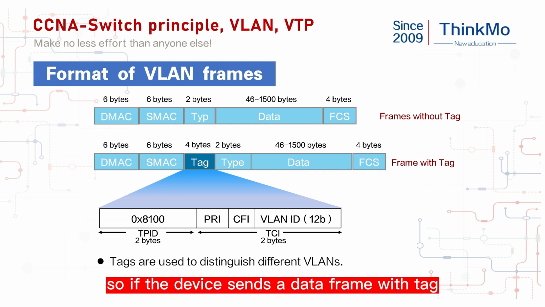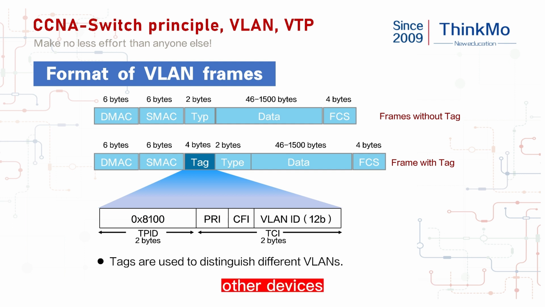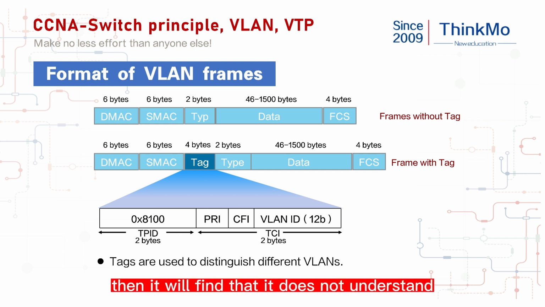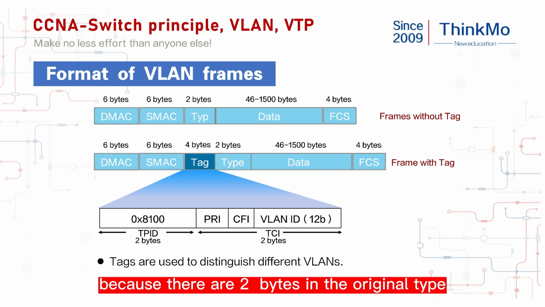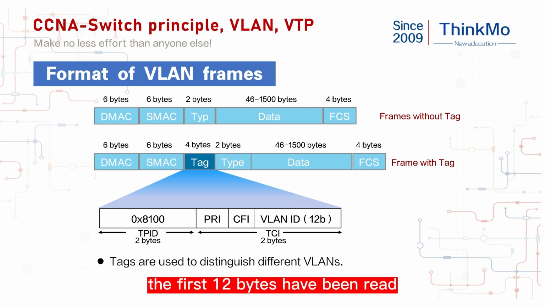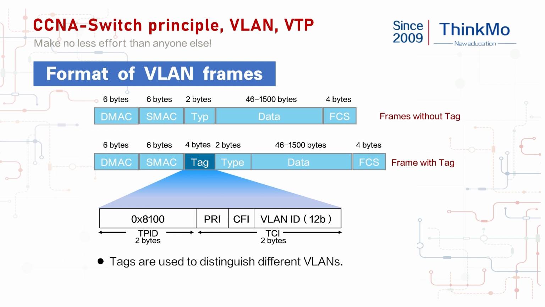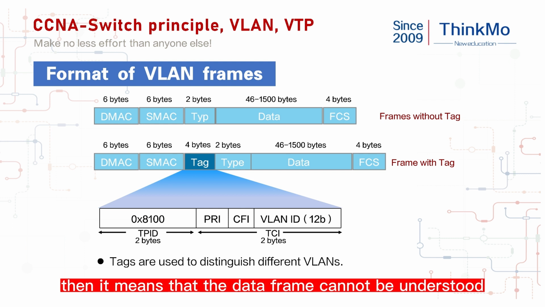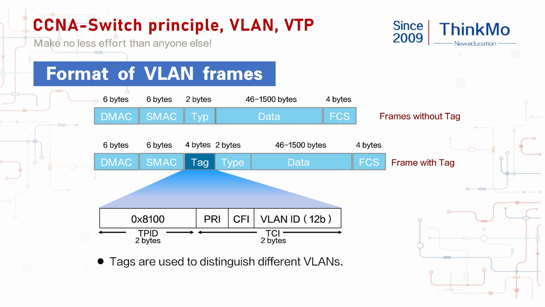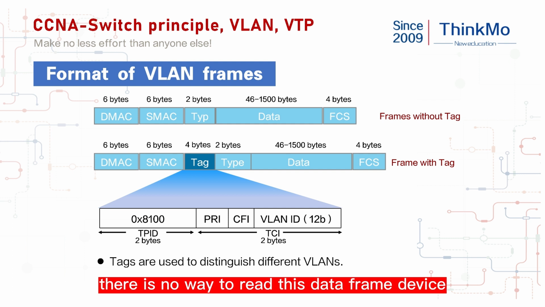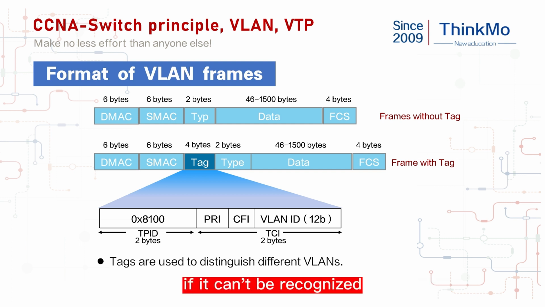So if a device sends a data frame with a tag, other devices will interpret the data frame according to the type field, and then find that they do not understand it. Because the original type is 2 bytes, the first 12 bytes have been read, and the 2 bytes of type should be read next. But these 2 bytes have been read, and it finds that this does not seem to be a type. That means the data frame cannot be understood. If it doesn't understand, there is no way to read this data frame. If it can't be recognized, it can only be thrown away directly.